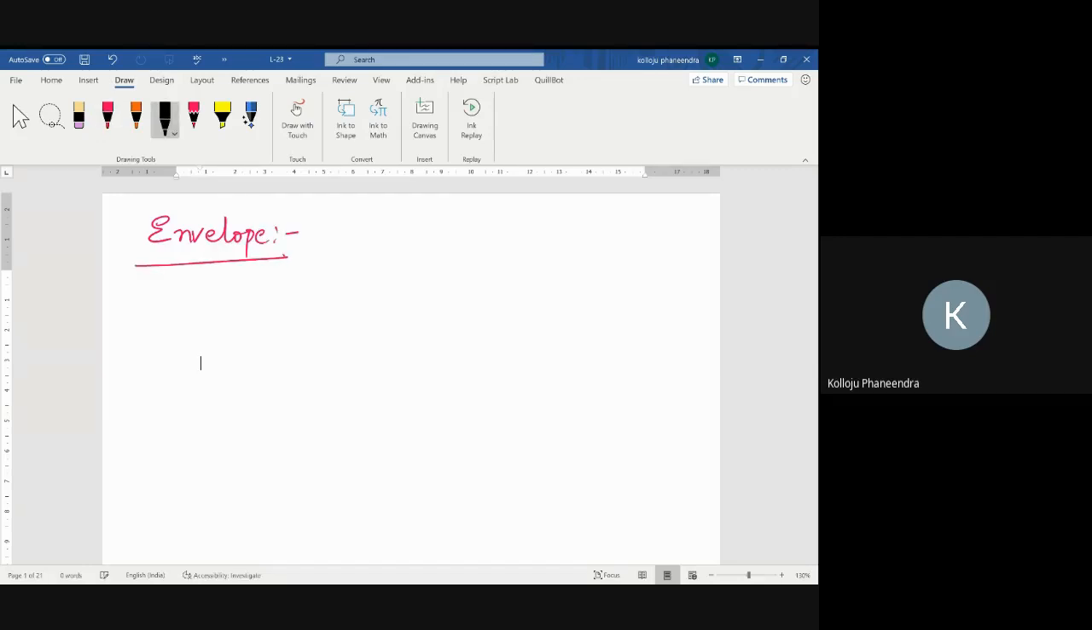Envelope. What is the definition of envelope? Generally, consider a family of curves. A family of curves is generally represented by f of x comma y comma alpha, where alpha is the parameter.